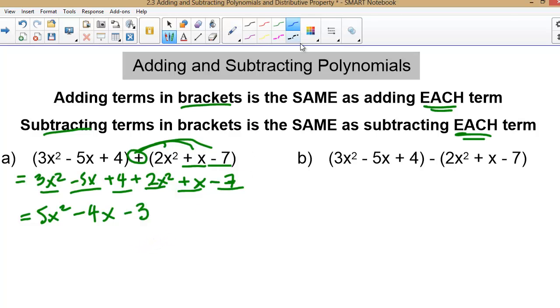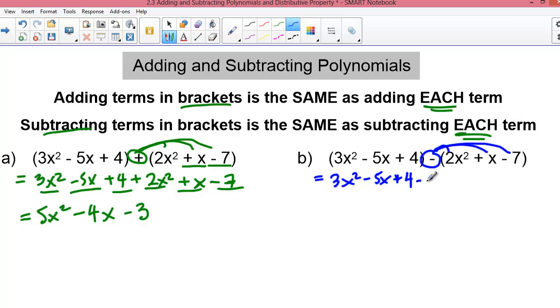The second example, though, is really where things start getting interesting. If we're subtracting that whole set of terms, that whole trinomial, we are doing the same thing as subtracting each of those terms. So basically, we're going to distribute that subtraction. If we melt away those brackets in the front, because we're not really doing any operations with those, we get 3x squared minus 5x plus 4.